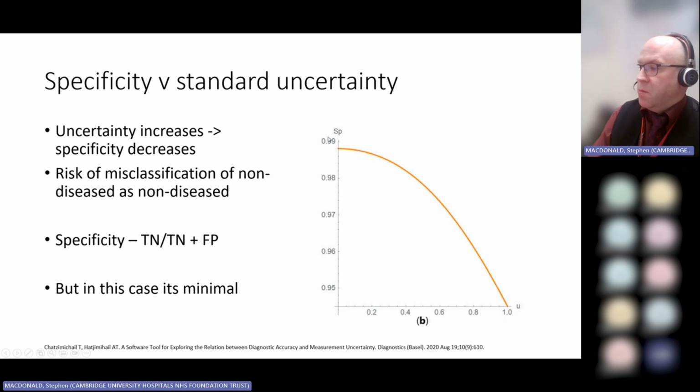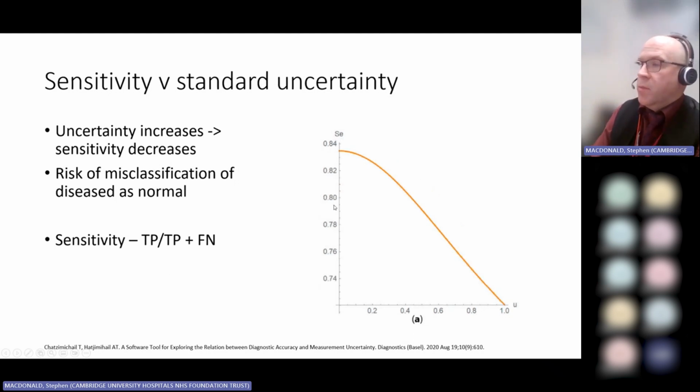Specificity in this case had much less of an effect. You can see this is a high specificity test, just about 0.99. Even with a 10-fold increase in the standard uncertainty, there is a drop, but it only goes down to 0.95. Now that might be completely acceptable, and you might say we can live with a drop of specificity down to there.